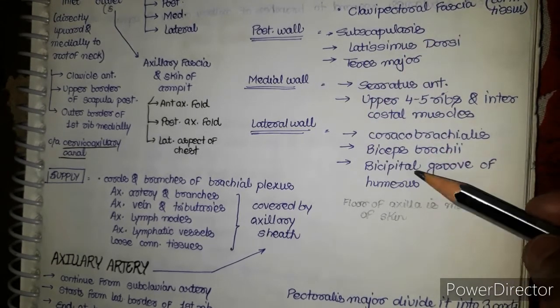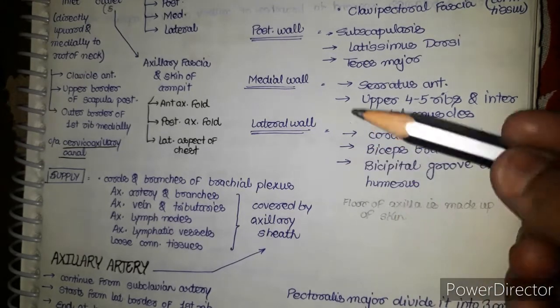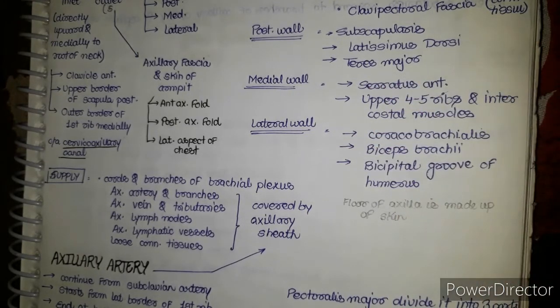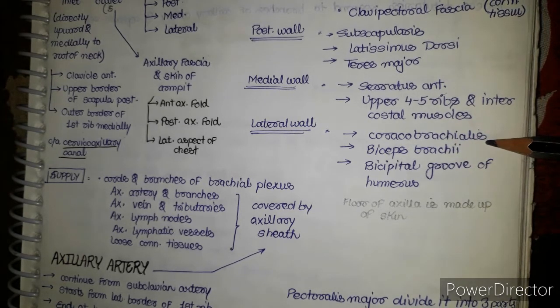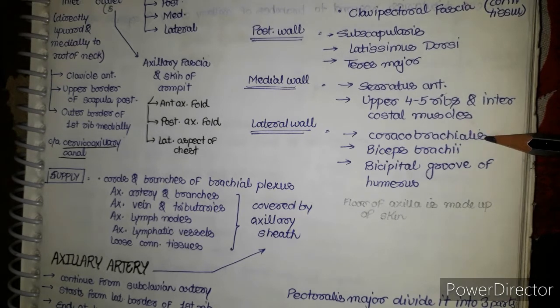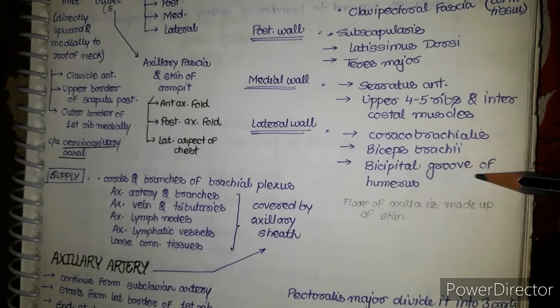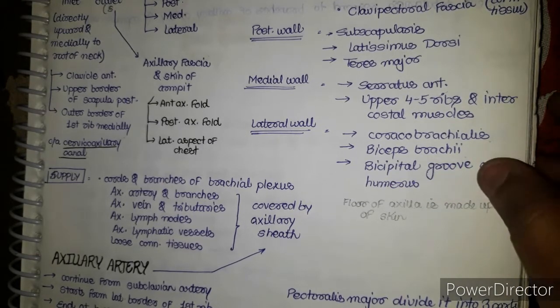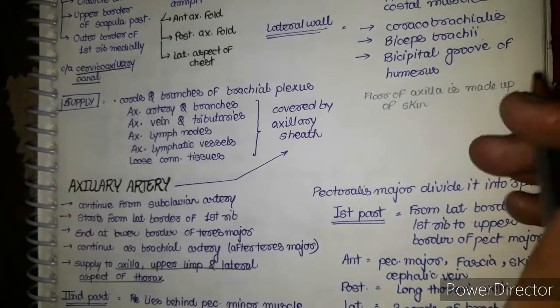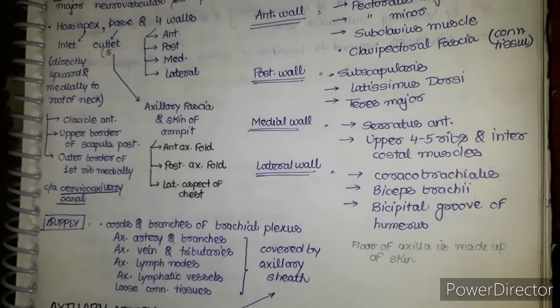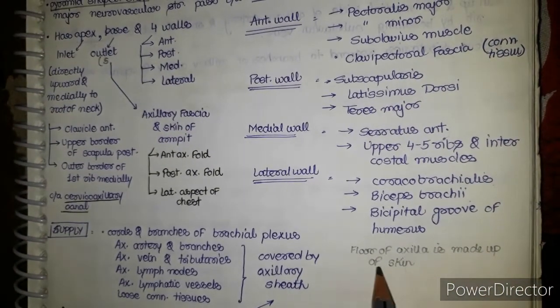Now come to the lateral wall. As it is a lateral wall, the structures which form the arm or which are inside the arm basically form the lateral wall. So coracobrachialis, which is the muscle of arm, and the biceps brachii, which is also the muscle of arm, and the bicipital groove of humerus. I have told you the bicipital groove of humerus. Okay. And one more thing, floor of axilla. Floor of axilla is made up of skin.